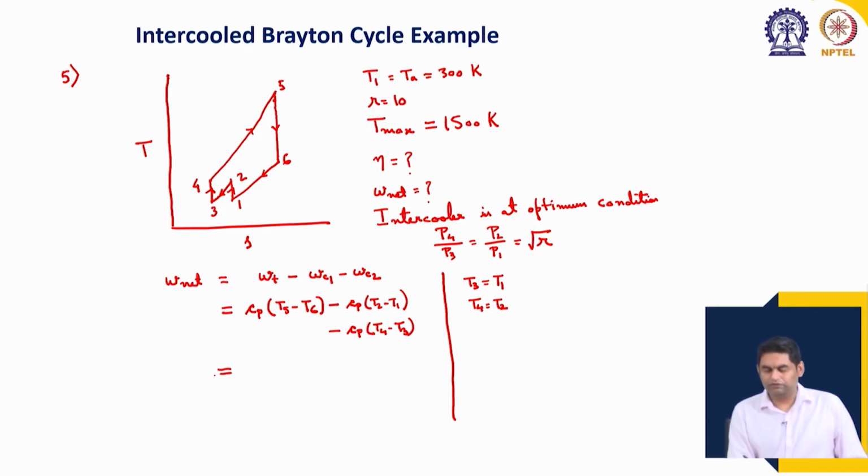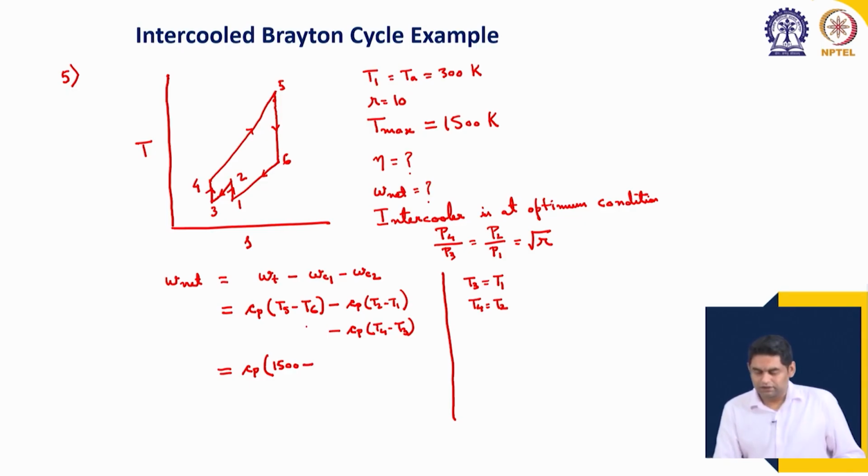What is the value of T 5? Already known to us, T 5 is 1500 Kelvin. Again I will remind you that do the problems or solve the problems in Kelvin to avoid any chances of error. Okay.